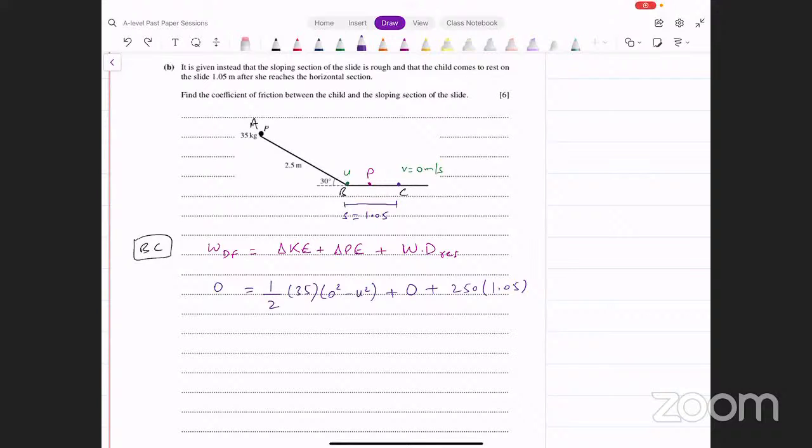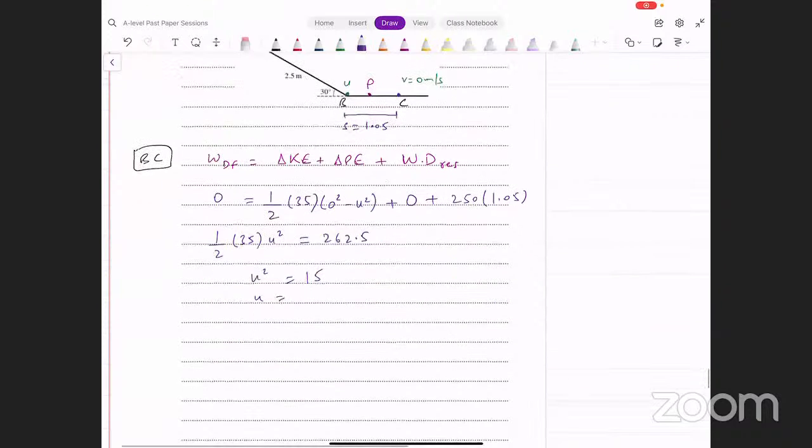Let's figure that out. It's going to give me 1/2 into 35 into u square. If I take that u square to the left side, on the right side I've got 250 into 1.05. That gives me 262.5. Okay, let's find u square now. That's this multiplied by 2 divided by 35. That's 15. So u is the square root of 15.